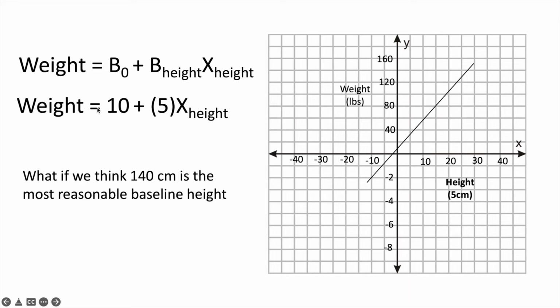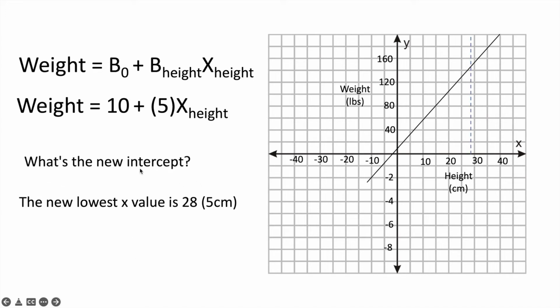But what if we think that 10 isn't a reasonable baseline? What if we know that right now 10 is the weight when height is 0. But what if we think that a height of 0 isn't reasonable, but a more reasonable lowest possible value would be 140 centimeters? We can make that the new intercept by putting that into the units of 5 centimeter increments, because the rest of our equation is in that. So 140 centimeters divided by 5 centimeters, so at 28 units of 5 centimeters.